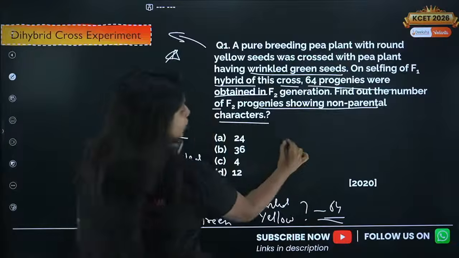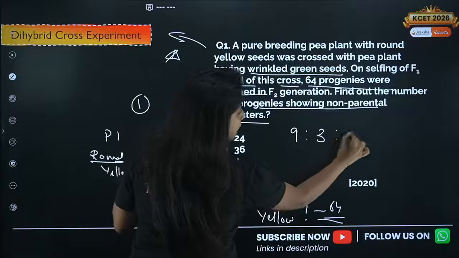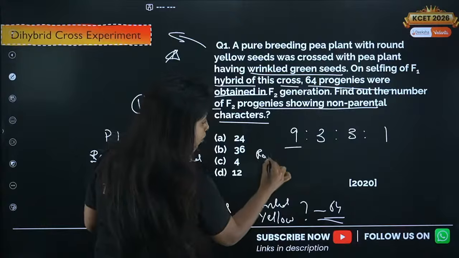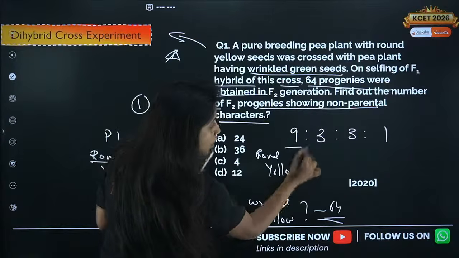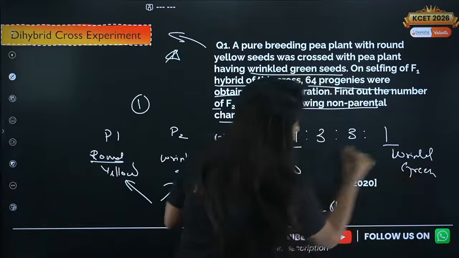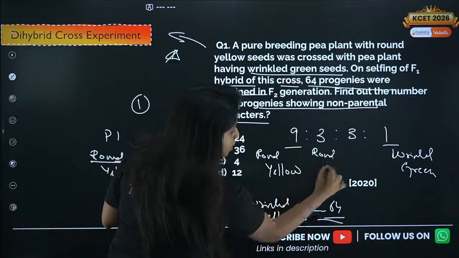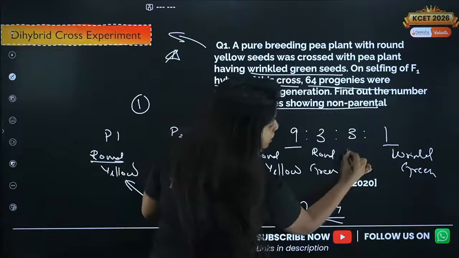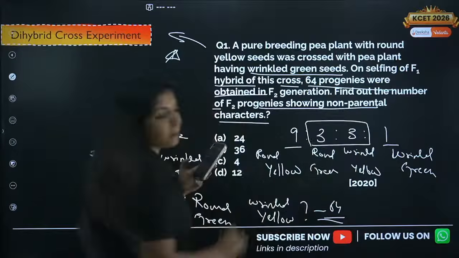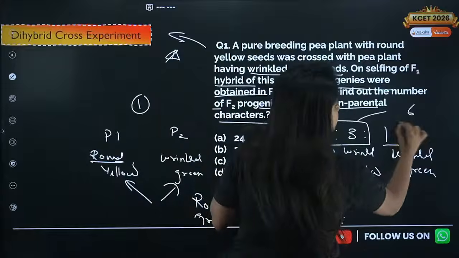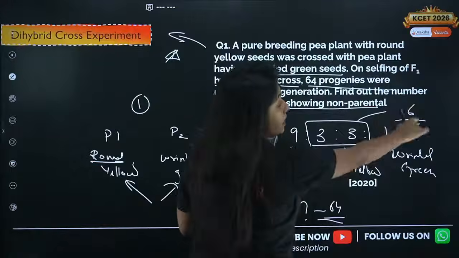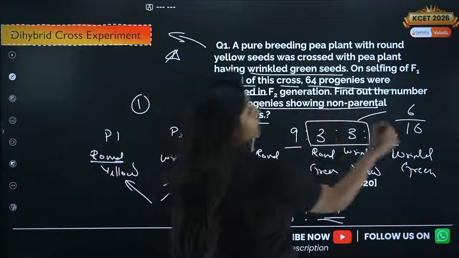My dear children, in the dihybrid cross experiment, we saw the ratio 9:3:3:1. Everyone remembers? So 9 of them were round and yellow, the dominant trait. 1 of them was wrinkled and green, the recessive trait. Now 2 of them were different. Here it was round and green, and here, instead of wrinkled and green, it was wrinkled and yellow. So these 2 were non-parental. 3 plus 3 is equal to what? 6. Out of 9 plus 3 plus 3 plus 1, that means out of 16, 6 of them were non-parental, and now we are asked out of 64.